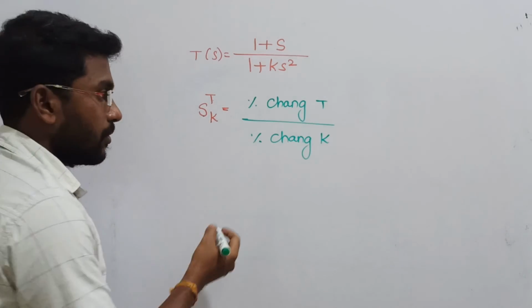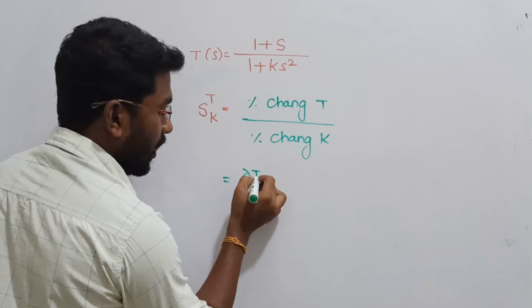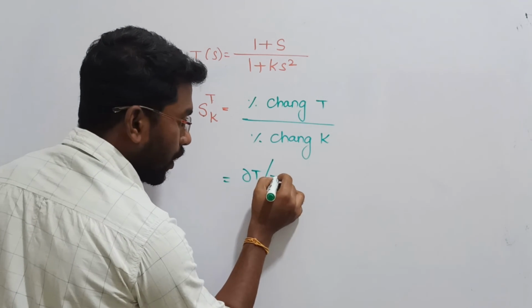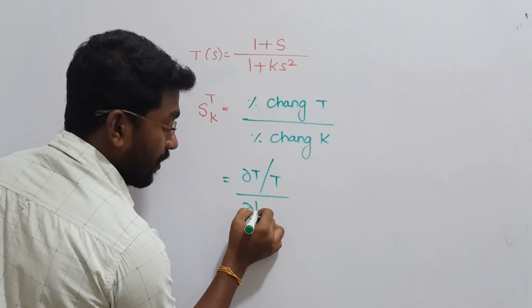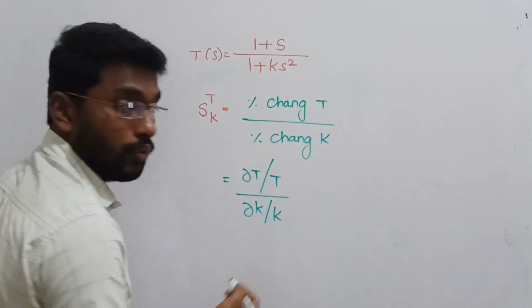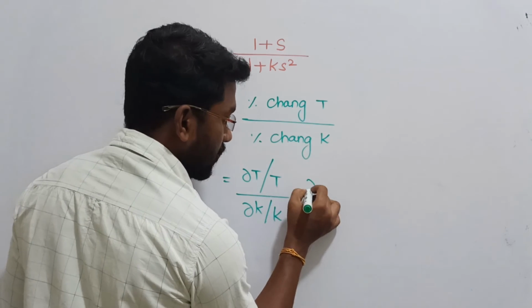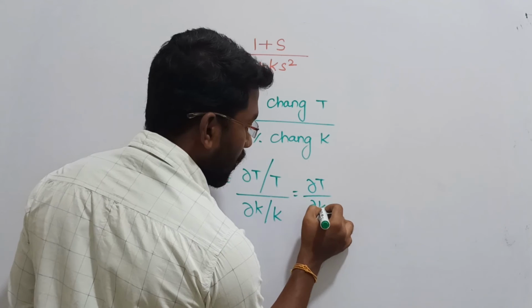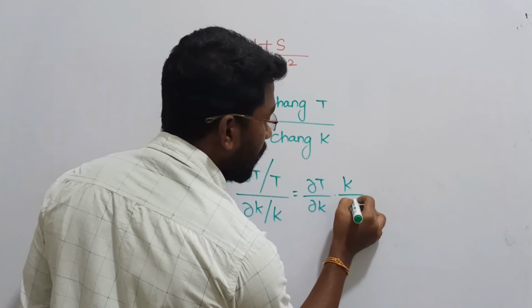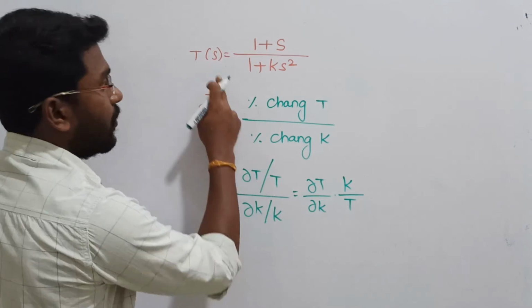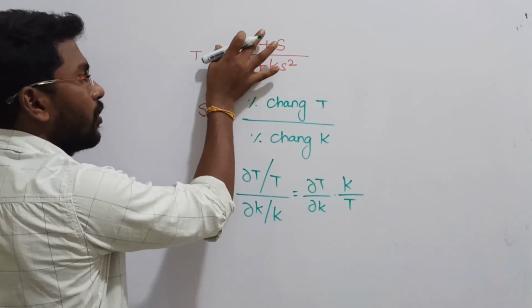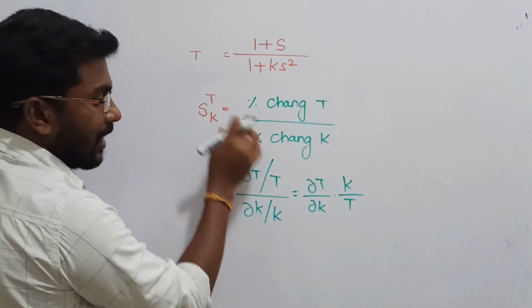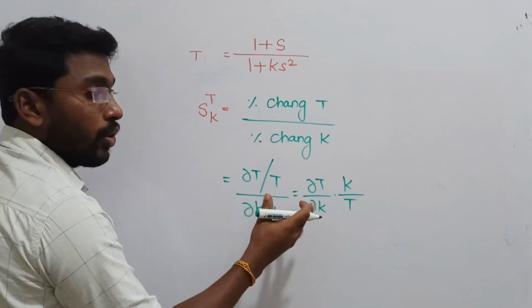How will you write the expression further? It can be written as dou T, the change in my T from the overall value, over the variation in the value of k from the actual value. So it can be further written as dou T upon dou k dot k upon T. Now we know the value of T, it was given here directly. Of course, the transfer function we know. T can directly be substituted here, but dou T by dou k is not known.